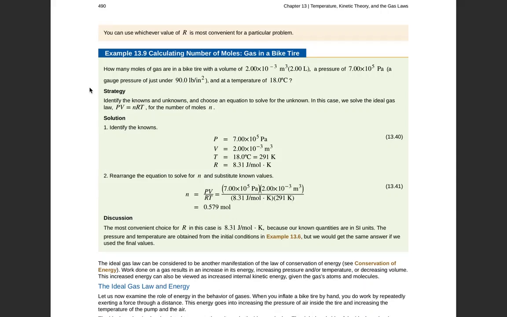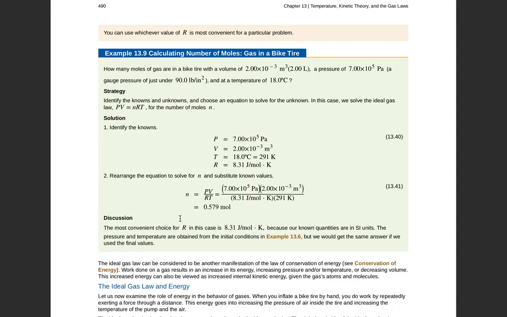So we have this equation, PV equals nRT. We have our pressure, we have our volume, we have a temperature that we convert into Kelvin, and we have our R. So we have PV equals nRT, and we want to find n. So we just divide by RT, and we are left with n equals PV over RT. And you plug in everything, and you just get 0.579 moles.